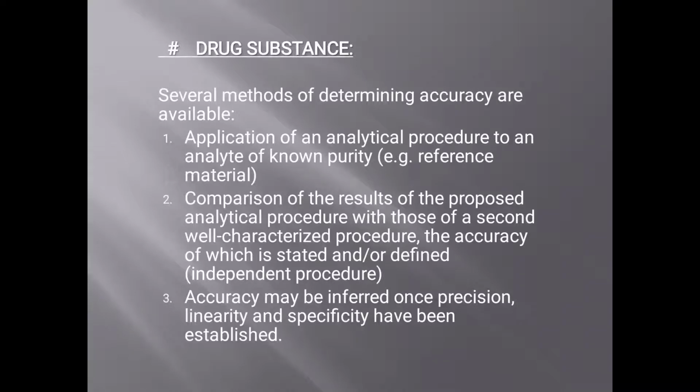Next we are going to see drug substance. There are several methods of determining accuracy available. First is application of an analytical procedure to an analyte of known purity, that is reference material. The second is comparison of the results of the proposed analytical procedure with those of a second well characterized procedure, the accuracy of which is stated or defined, that is independent procedure. The third one is accuracy may be inferred once precision, linearity and specificity have been established.